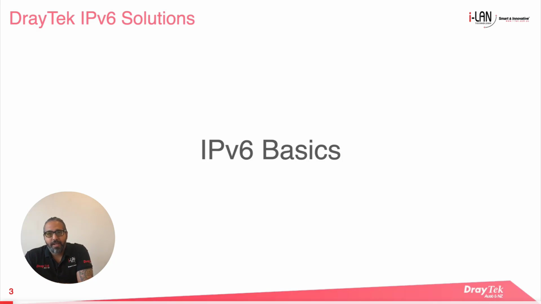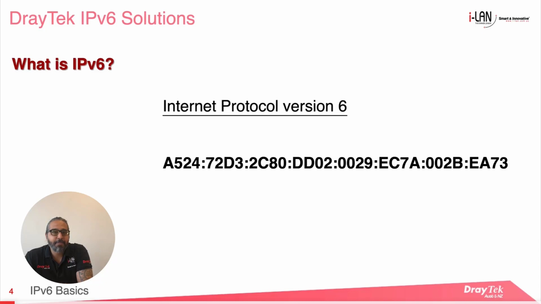Okay, let us start at the basics. So, what is IPv6? Internet Protocol version 6 is an addressing protocol that will meet the future demands for IP addresses. IPv4 has served us well, but when it was developed, no one had any idea that the internet would become what it is today. And now we're starting to get close to running out of unique IP addresses.